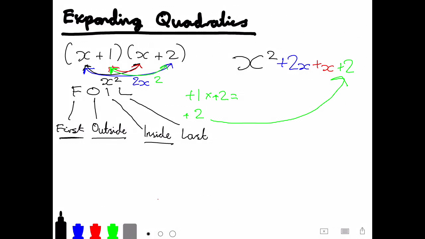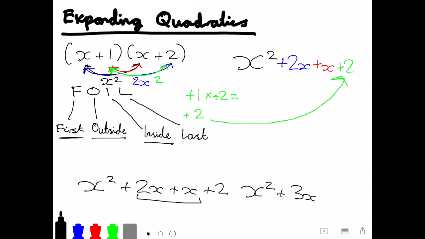So all in all, this is our expression. And now we can simplify this because these two are like terms. So you can put it over here, x squared plus 3x. As you can see, this is 1x, so 1 plus 2 equals 3. And then finally, the plus 2. And this will be our answer.